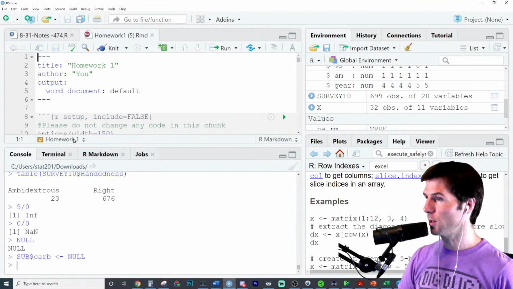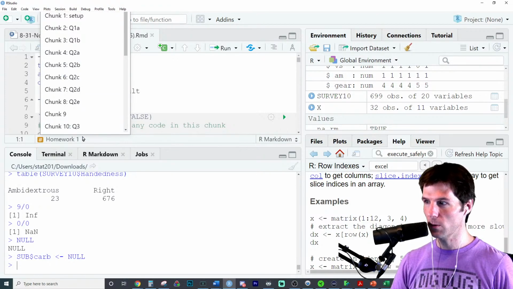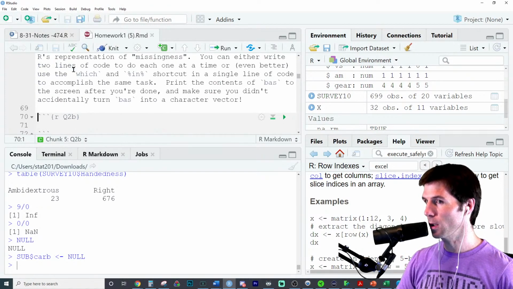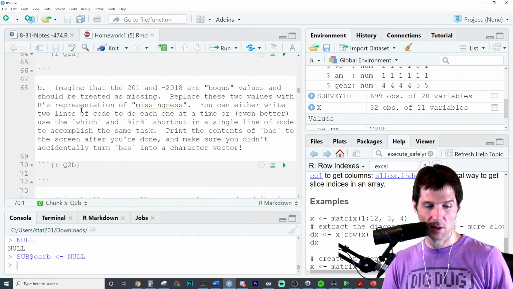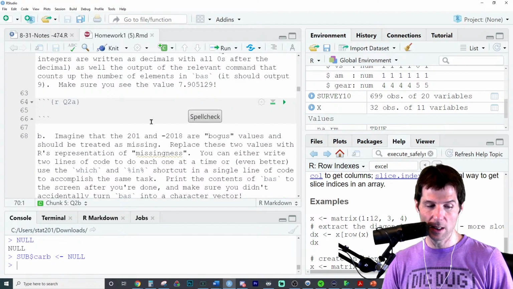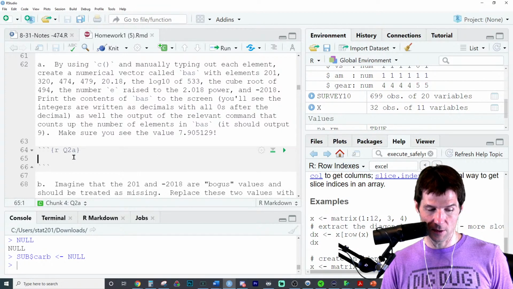One of the things you can do is scroll through this pretty quickly by going to the little index right here. 2B, and let's take a look. What's 2B say? Oh, it's about missingness. So we need to make the vector. I need to make this vector right here. I'm just going to make the vector.